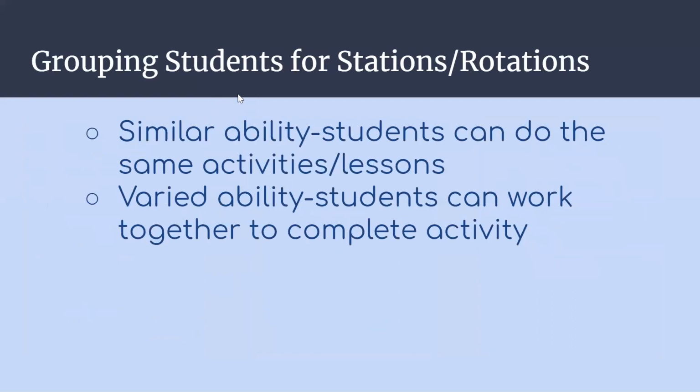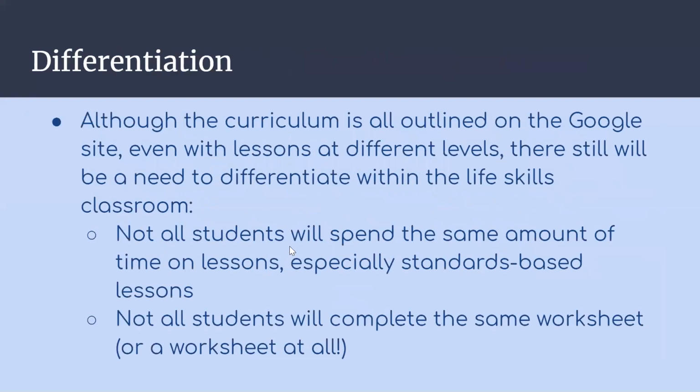When you're grouping your students, there are a couple of different ways you can do it. You can group similar ability students, so when they're at your station, you can have that same activity planned for all of them that they all can do, but you can also group them by varied abilities, and then they can work together to complete the activity by partial participation. There's really no right way to do it. It's just going to be what works for you and your students, or what you're working with and who's in your room.